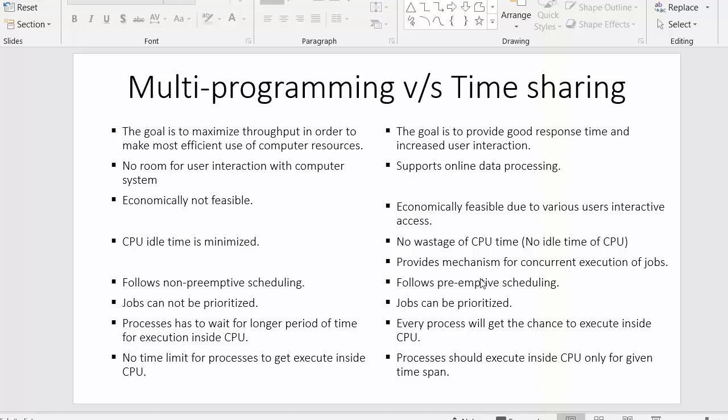But in time sharing system it's not like that. Even if the process didn't get executed completely, if the time span gets over, then the CPU will leave that process in the wait state and load the next process from the main memory. So these are some of the differences between multiprogramming and time sharing systems. I hope you understood each and every difference.